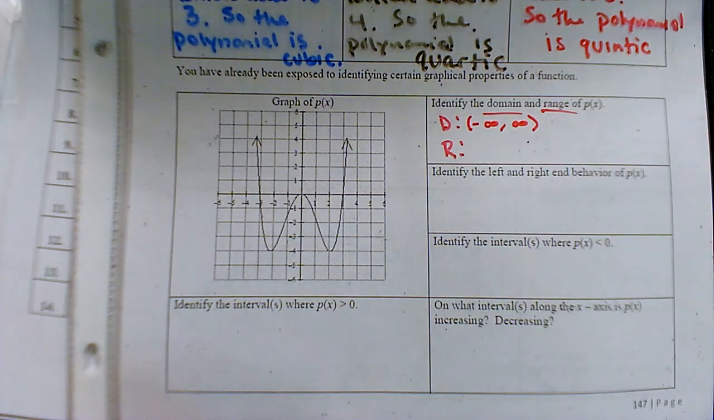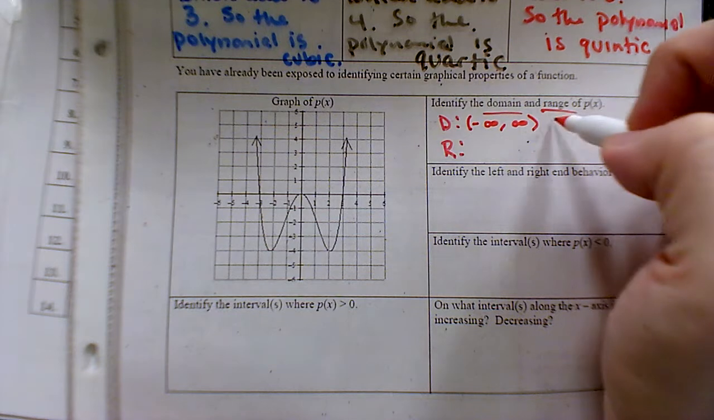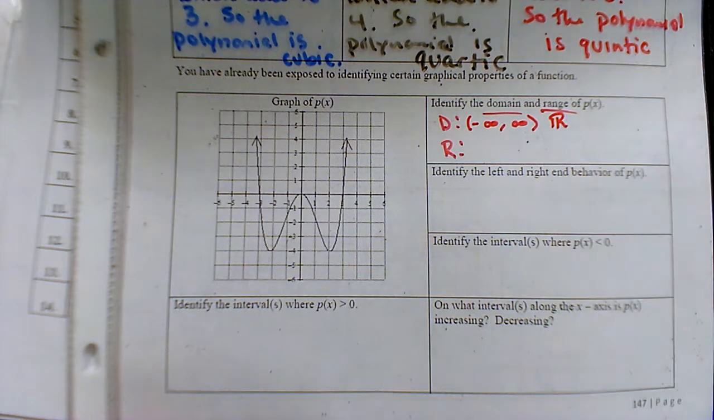Okay, so you can actually give the interval negative infinity to positive infinity. You can give the mathematical symbol for all real numbers, that double-stemmed R. Either one of those is fine. Good.